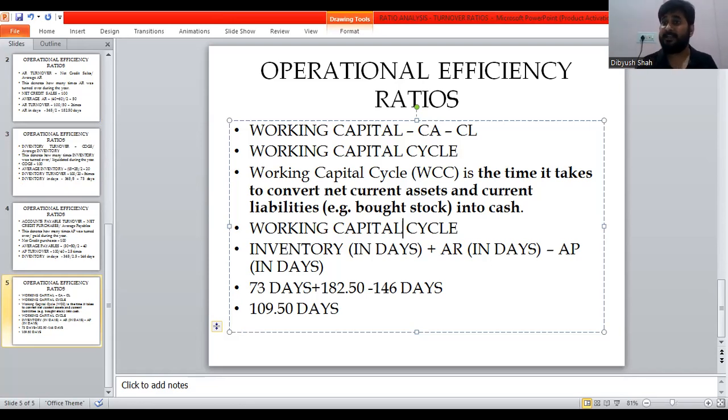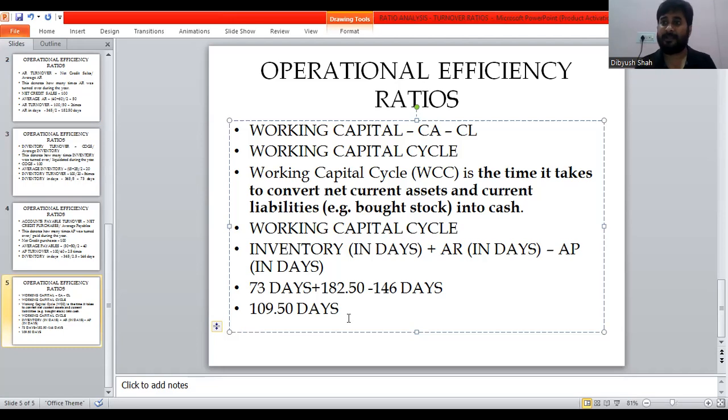So this difference which I get is the working capital cycle. We also call it the working capital gap. That means I have to pay my accounts payable in 146 days, but I will receive payment from the inventory I sold only later. First of all, I sell inventory in 73 days, and I am going to receive payment in 182 more, that means 255 days. I have to pay my accounts payable in 146 days, so I need money 109 days early.